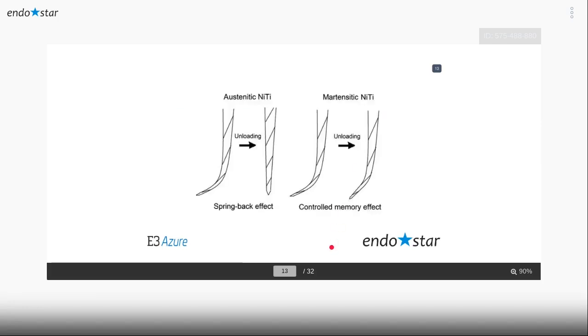To show it more for you, I made this picture. No, not this one, the one next to it. Here is the austenitic file. When you apply pressure on it, you can curve it, but when you remove the load, it will return back like this. But with martensitic nickel titanium, when you curve it and remove the load, it will keep the shape. Sometimes when you take the file out of the canal, you can have a 3D image of your canal inside your mind. So that's very good about the E3 Azura. When I do a case and it's severely curved, I remove the file slowly so I can imagine how the file goes through the canal.